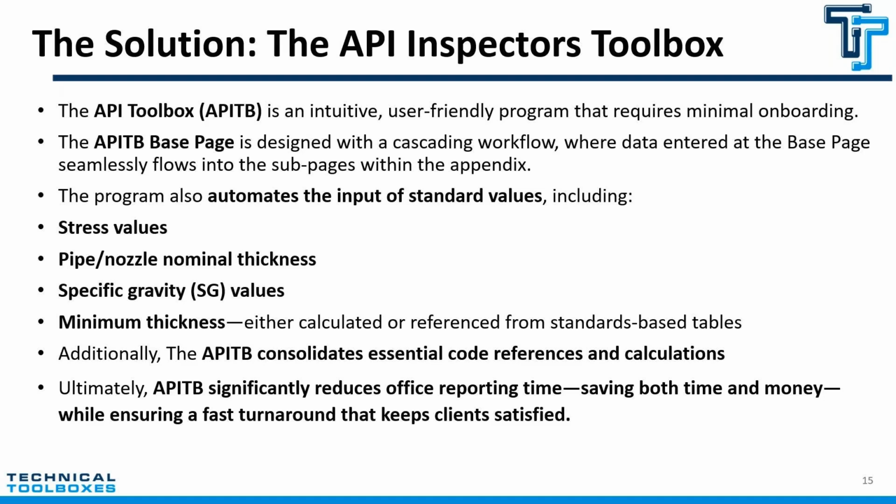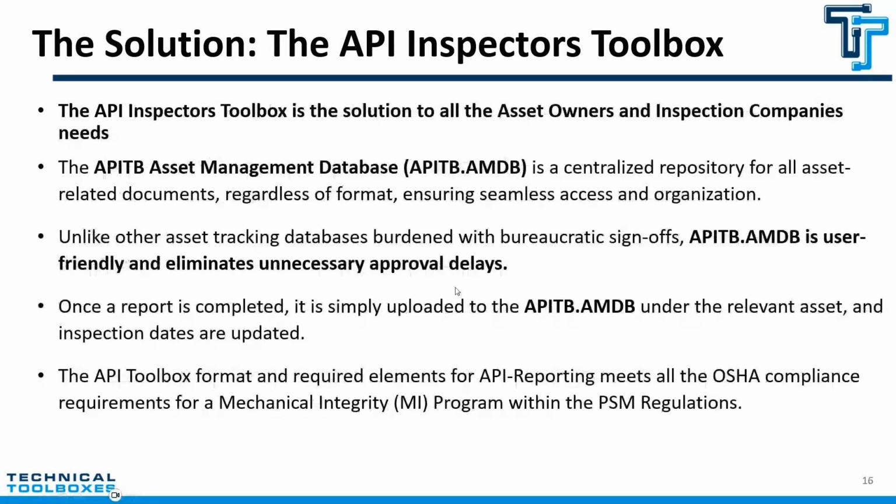Additionally, API Toolbox consolidates essential code references and calculations within each module, making them accessible with a single click. This eliminates the need for inspectors and engineers to manually sift through hard copy code books, significantly streamlining the inspection process and improving efficiency. Ultimately, the API Toolbox significantly reduces office reporting time, saving both time and money while ensuring a fast turnaround that keeps clients satisfied. The API Toolbox is a solution for all the asset owners' and inspection companies' needs.